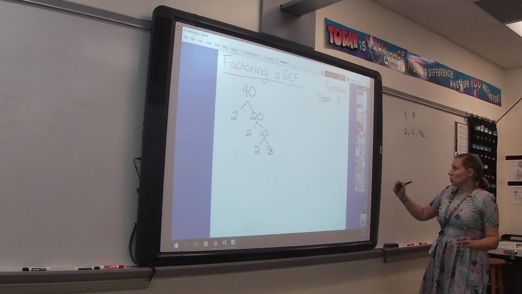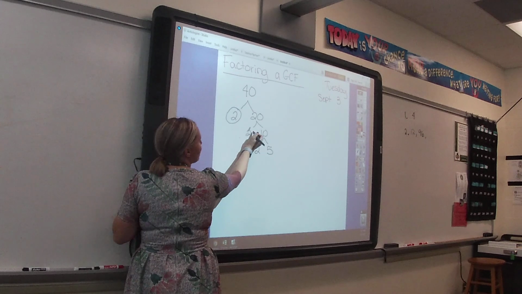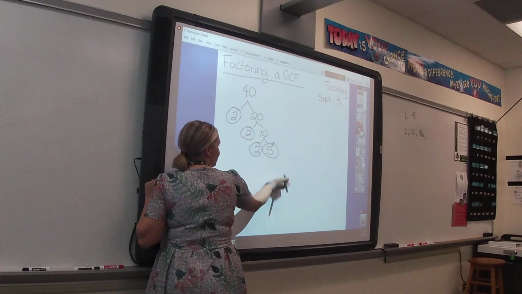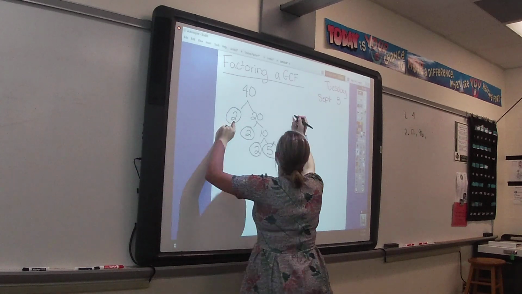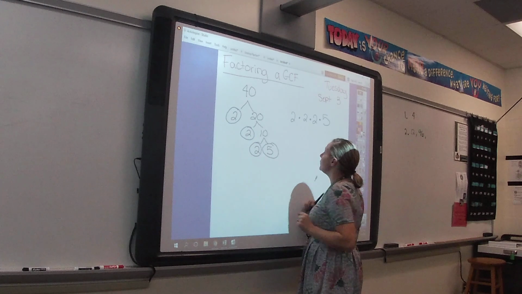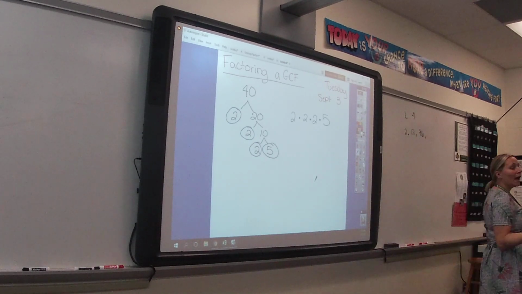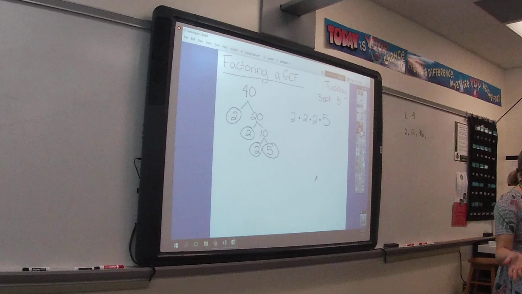So that's the answer. So we will then take all of the numbers that don't have a branch coming off of it. Okay, so 2 times 2 times 2 times 5 is our prime factorization of 40. Now, if you were to put in your calculator 2 times 2 times 2 times 5, you better get out 40 because those should multiply to 40.